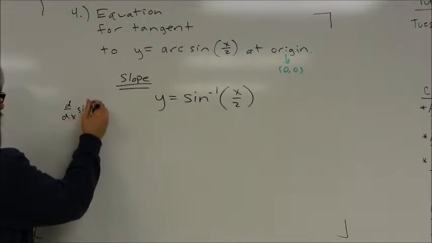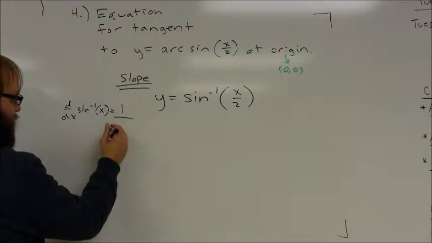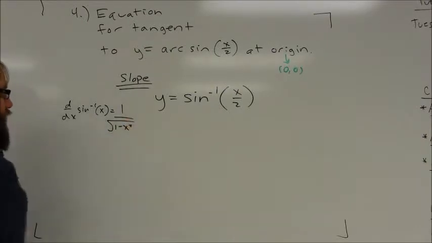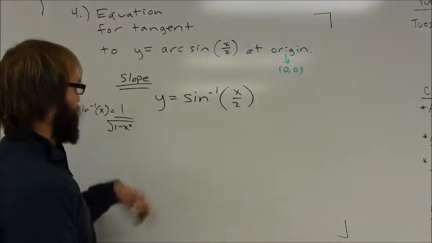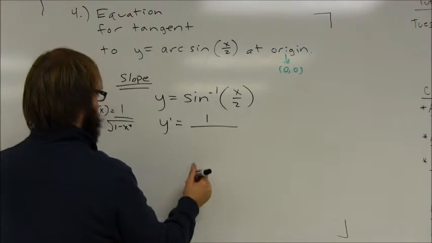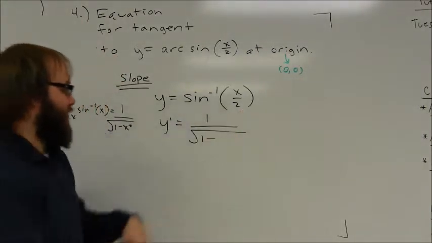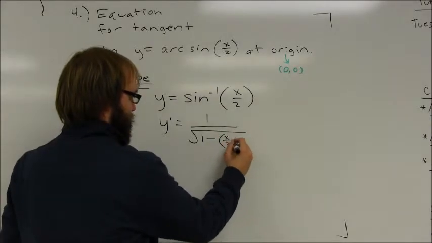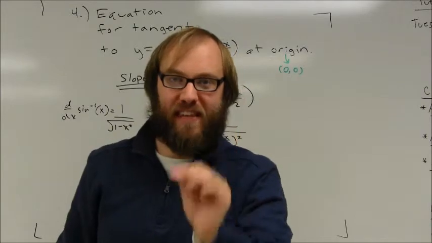of the inverse sine function is 1 over radical 1 minus x squared. And so we just need to follow that pattern over here. So y prime is going to be 1 over, and it's going to be a big radical. It'll be 1 minus that inside function squared. Okay, so it's going to be x over 2 squared times the derivative of the inside function.